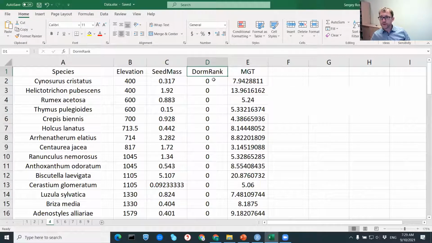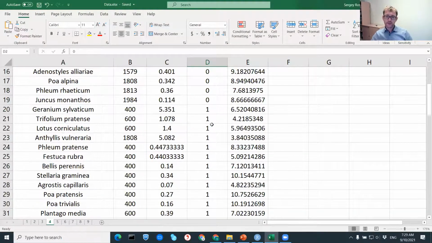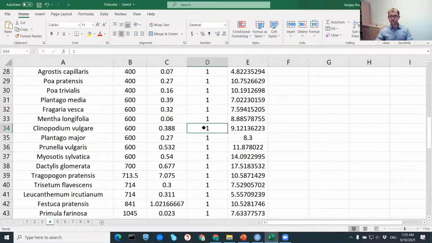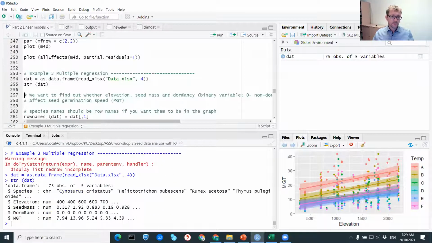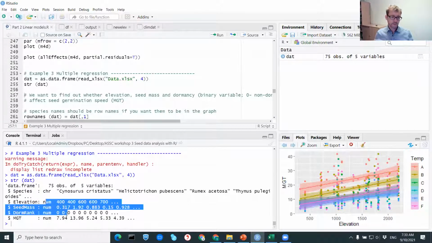So it's a binary variable. 0 means that seeds were non-dormant, so you put them in a plate and they germinate, and 1 means that seeds were dormant. So you have to apply a kind of pre-treatment to break the dormancy and to force the seeds to germinate. And this is the data set we are going to work with. You can see no problems here, all numeric variables.